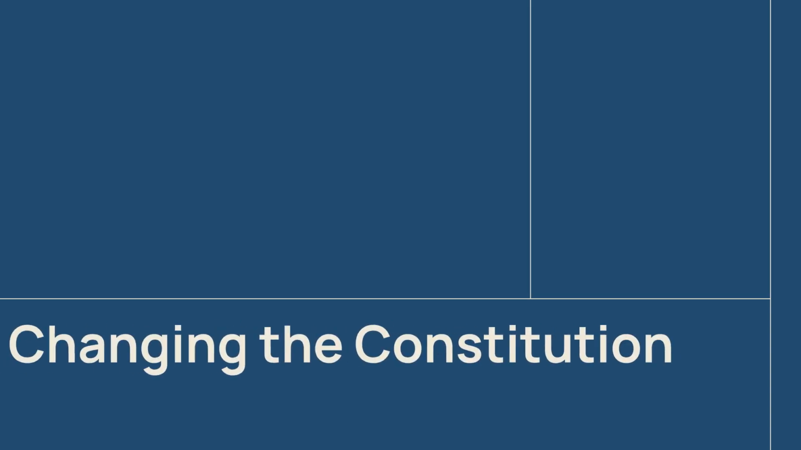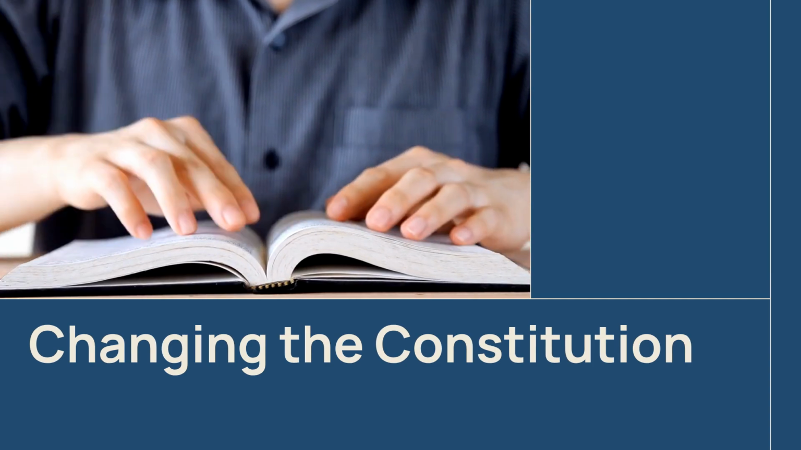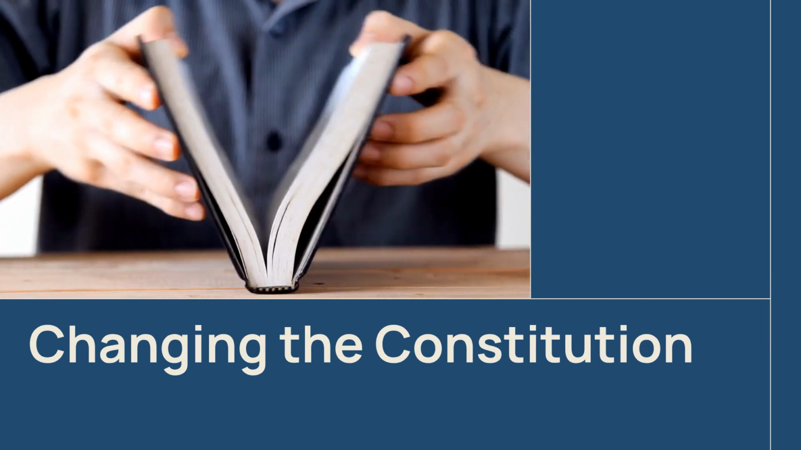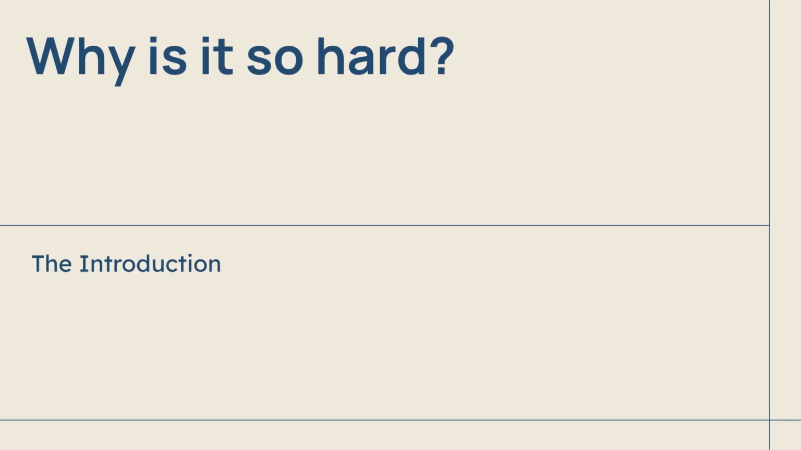Hey, 8th graders, ever wondered how something as important as the US Constitution can be changed? It's not as simple as editing a Wikipedia page, and today we're going to break down Article 5, the part that explains it all. The framers, the brilliant minds who wrote the Constitution, made it deliberately difficult to change.